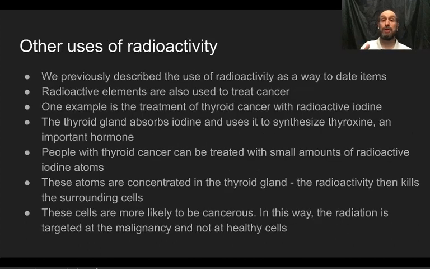Now, we previously described the use of radioactivity as a way to date items way back in our lecture about half-life. Radioactive elements are also used to treat cancer. One example of this is thyroid cancer. Your thyroid gland absorbs iodine in your diet to form a hormone called thyroxine. Thyroid cancer can be treated by giving the patient radioactive iodine atoms. Those iodine atoms are concentrated in the thyroid gland, and then as they decay, they emit particles which kill the surrounding cells. This tends to kill more cancer cells than not, and as a result, this is a good way to kill thyroid cancer.